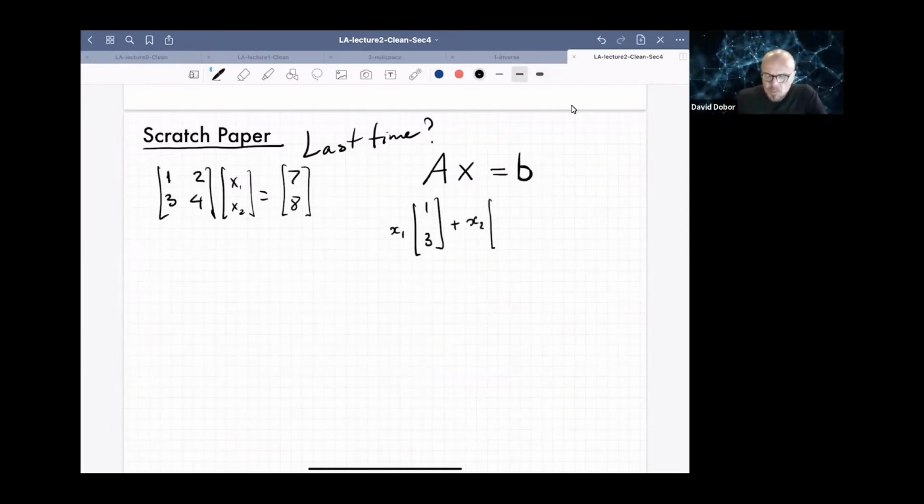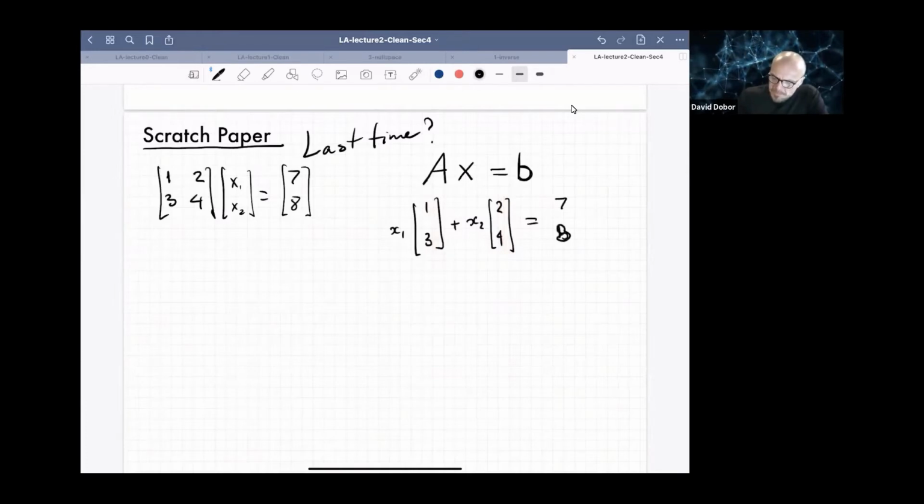So x1 and x2 are some numbers, some weights, some real numbers, and they could be complex, by the way. I don't know why we're talking about real numbers. It's because most people are used to dealing with real numbers. But x1, x2, some numbers. So what combination of these vectors, the vectors being 1, 3, and 2, 4, when I weigh them and add them up, will lead me to the vector B, which is this vector here, 7, 8.